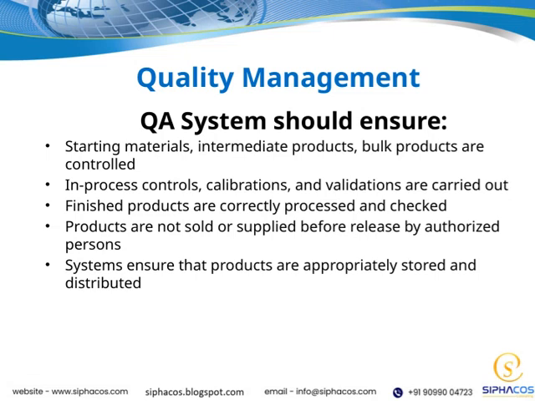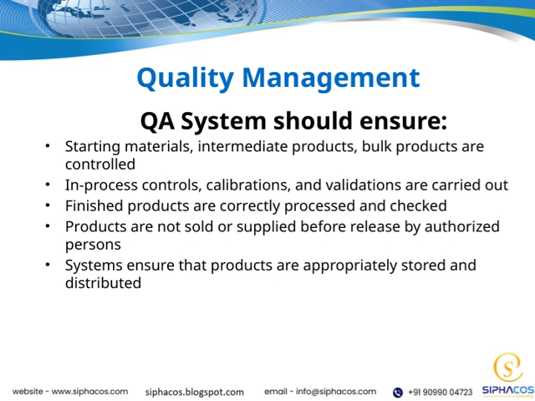When it comes to a QA system, it's essential that we have control over all stages of our product lifecycle. This means ensuring that starting materials, intermediate products, and bulk products are properly controlled throughout the process. We need to have checks in place at each step to maintain quality and safety. In addition, in-process controls, calibrations, and validations are crucial. These activities help us verify that everything is functioning correctly during production, and they confirm that our processes are consistent and reliable.